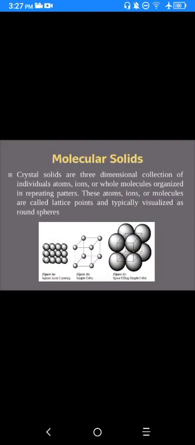And lastly, the molecular solid. And here are some examples of images. Crystal solids are the 3-dimensional collection of individual atoms, ions, or whole molecules organized in repeating patterns. These atoms, ions, or molecules are called lattice points and are typically visualized as round spheres.